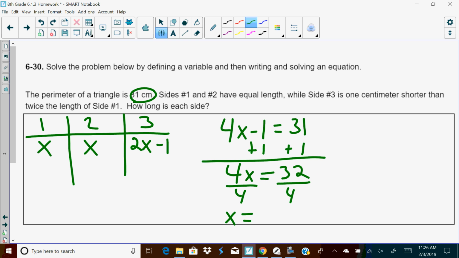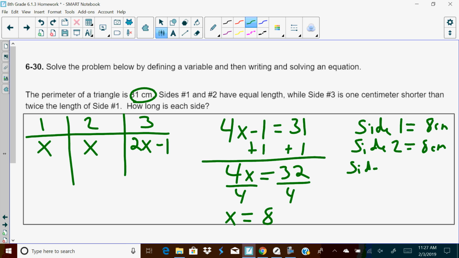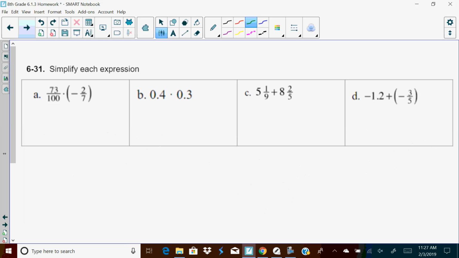So x equals 8. So that means that side 1 equals 8 centimeters. Side 2 equals 8 centimeters because they're the same. And then side 3, I double it and subtract 1. So 8 times 2 is 16, minus 1 is 15 centimeters. 31, I am simplifying each expression.